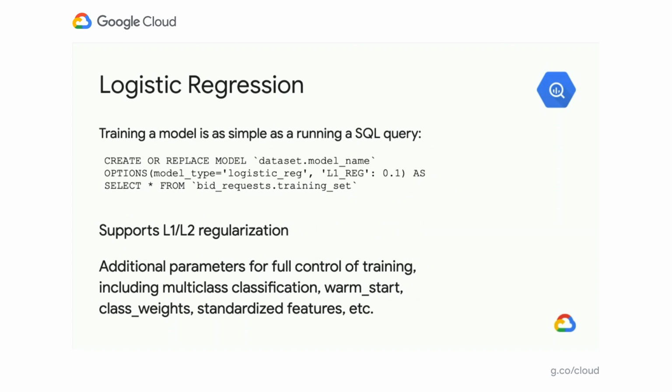There are a variety of things you can control. If you want to do multi-class classification, or if you want to standardize or scale your features, it's all available. So this is what we did. This is how we moved off of scikit-learn and onto BigQuery ML.